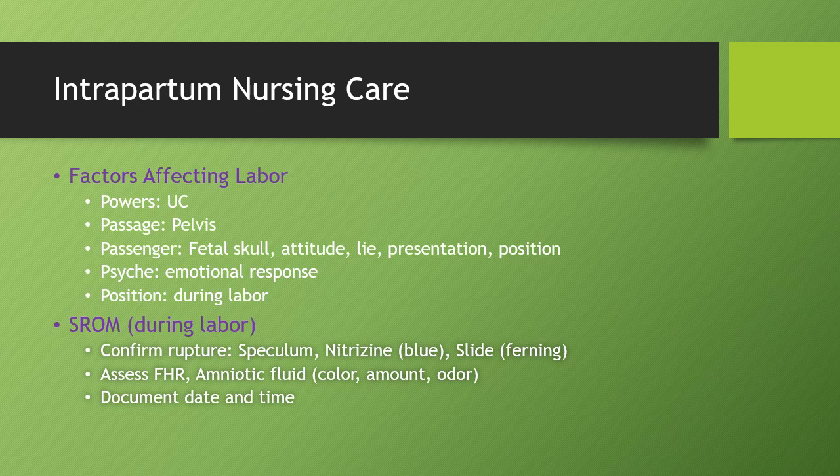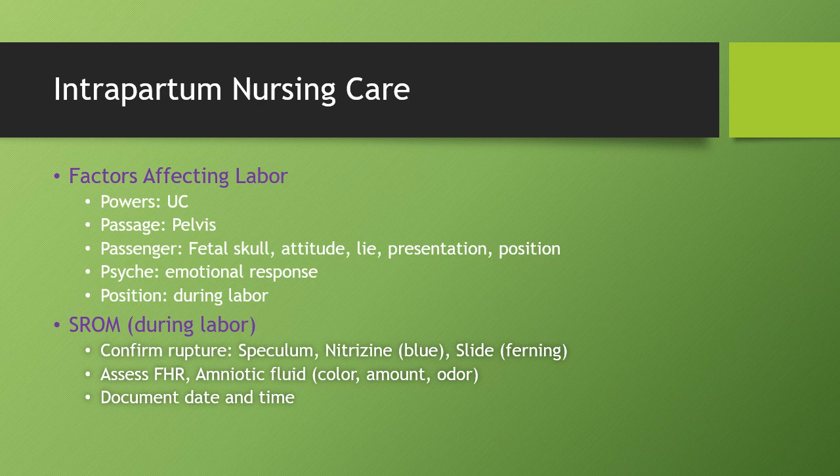So a 0 station, which again is the ischial spines, that's the narrowest diameter. And so that's what the baby has to be able to fit through. The passenger refers to the fetus, and the relationship of the passenger and the passage itself has the greatest impact on labor and how long it takes, and how difficult it is.